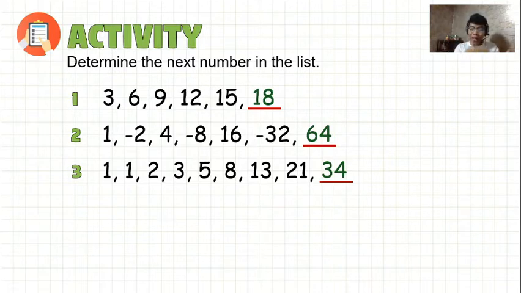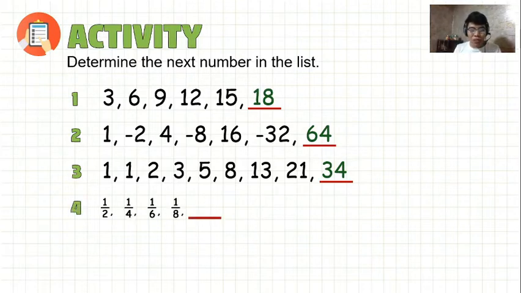So we have 1 plus 1. The third term is 2. 1 plus 2, you have 3. 2 plus 3, you have 5. And so on. So we have 13 plus 21. The next number must be 34. So our answer for number 3 is 34.